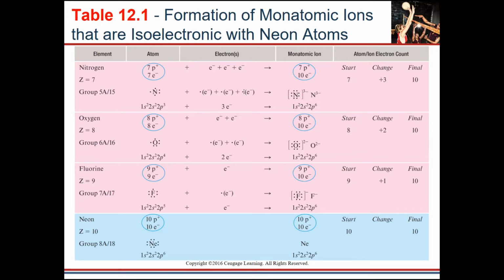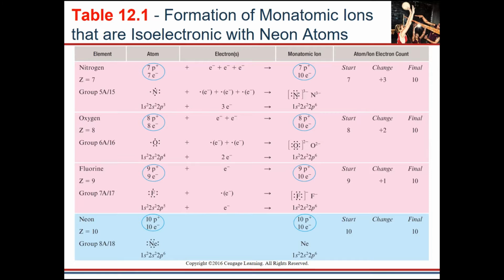Do you guys see that? So same thing here with oxygen. Oxygen, if it gains 2 electrons, becomes the same electron configuration as neon. So these are called isoelectronic when they have the same electron configuration. It doesn't have to be a noble gas, it could be anything. When you have the exact same number of electrons as something else, it's considered to be isoelectronic.